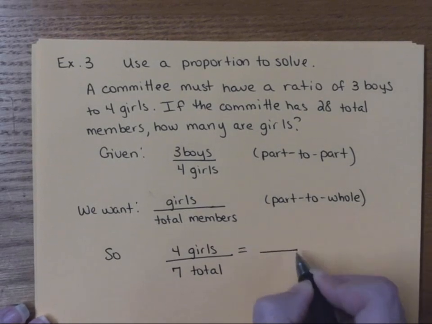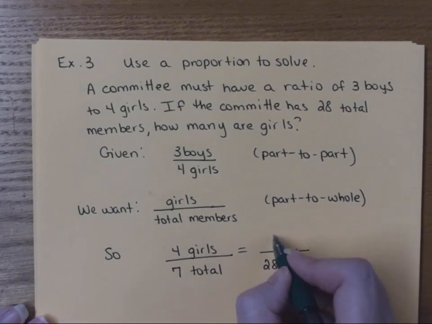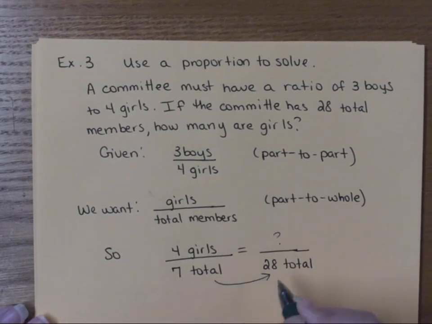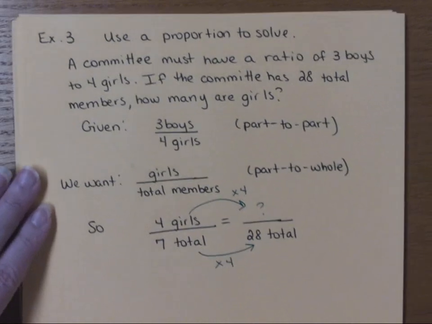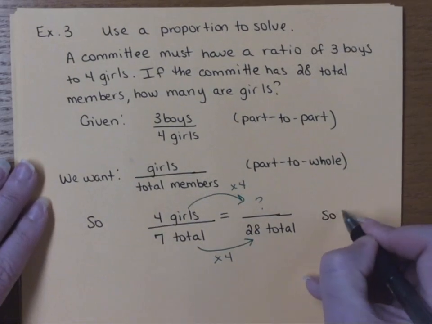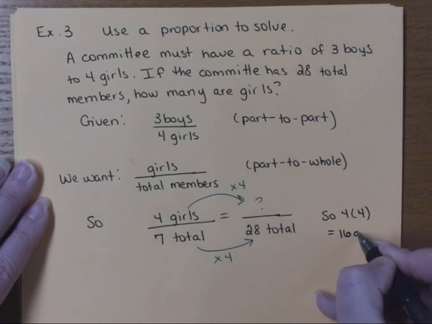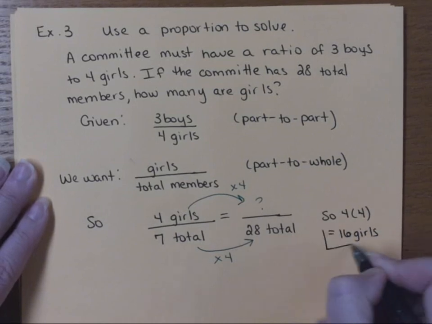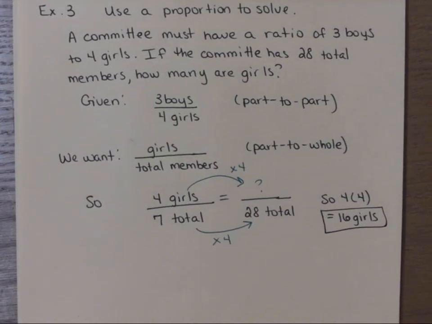And then notice we can set up the proportion just fine, right? The 28 goes here. The question mark goes here, right? What do we multiply by to get from here to here? We times it by 4, and so we'll do the same here. Okay, so we end up getting 4 times 4, or 16 girls. So make sure you're reading the problem and changing it accordingly.